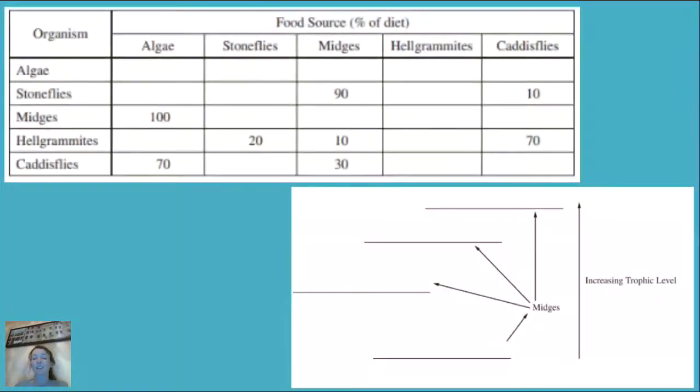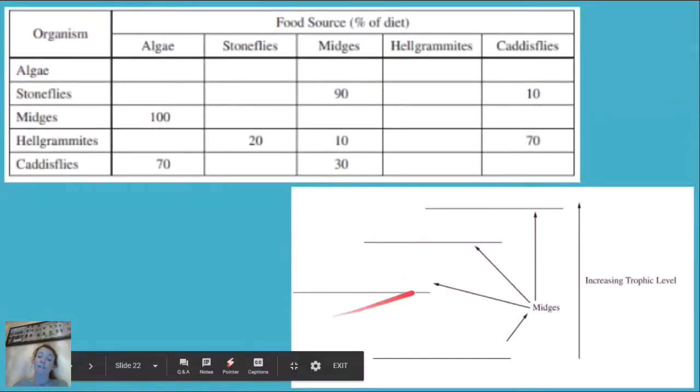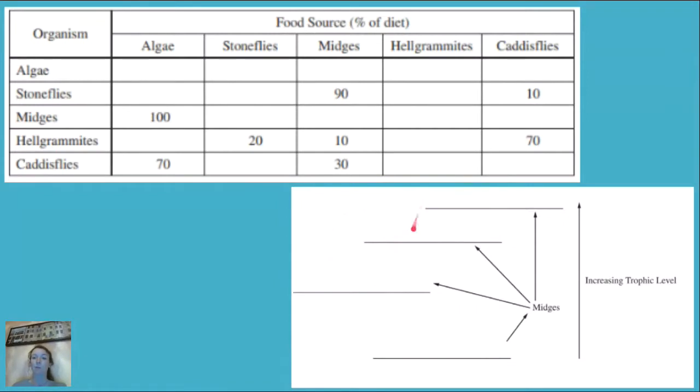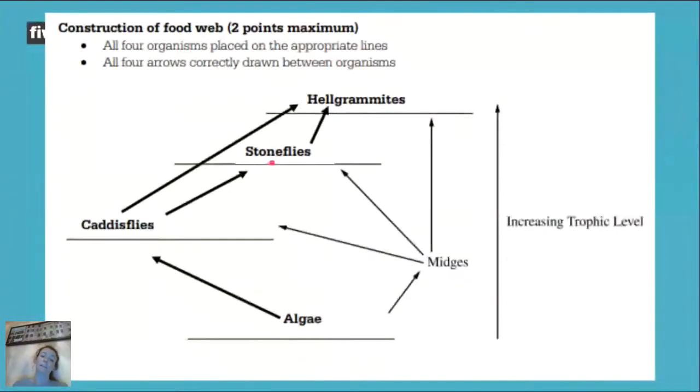And then caddisflies only eat midges and algae, so they're a good fit for the second lowest trophic level. Pretty easy to work your way through this. And then to show the arrows of energy flow, you would just need to add the few arrows that are missing. You need to add an arrow between the algae and the caddisfly, because it's eating the algae, and then between the respective other organisms and who's eating them. I'm going to show you this on the next slide. So it should look something like this: algae, caddisfly, stonefly, hellgrammit, with arrows showing the other organism relationships based on who's eating who. Super simple.